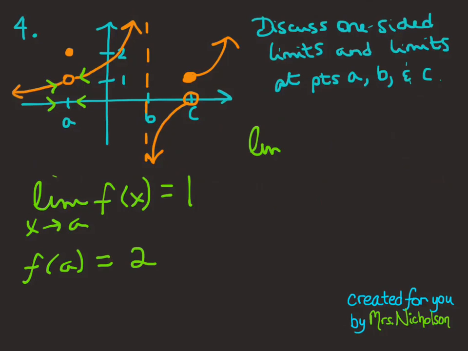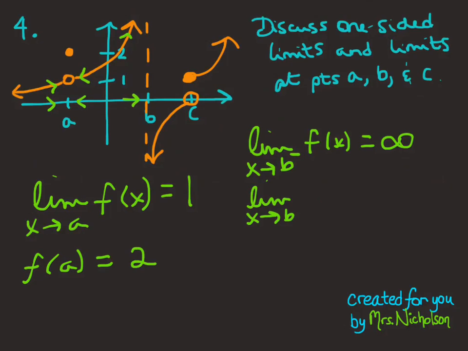At B, we can talk about one-sided limits. The limit as x approaches B from the left. If I look at the graph and I'm approaching B from the left, my function is going to positive infinity. And if I approach B from the right, on that side, the function is going to negative infinity.